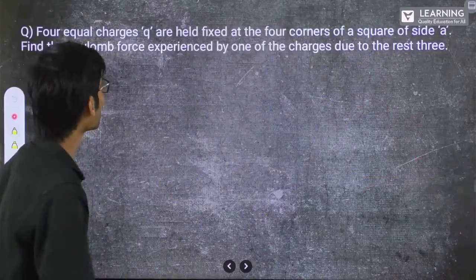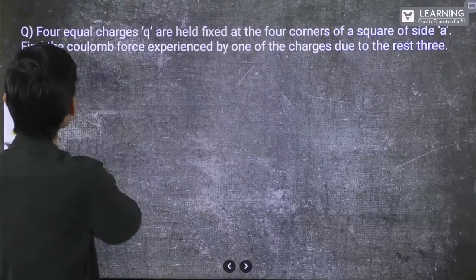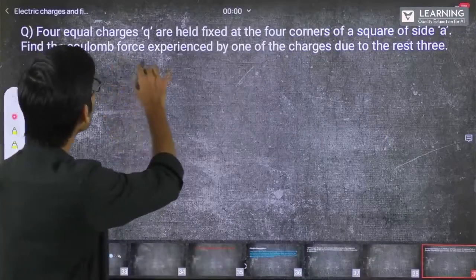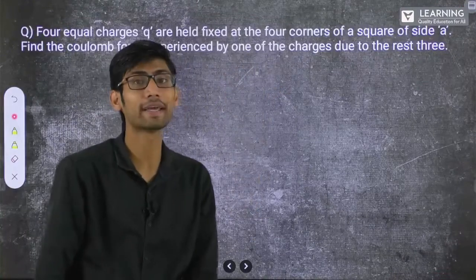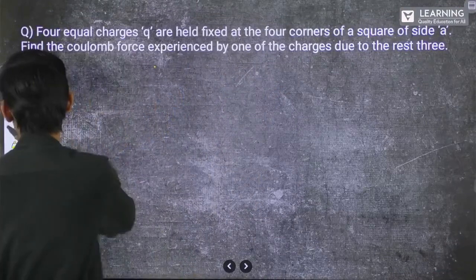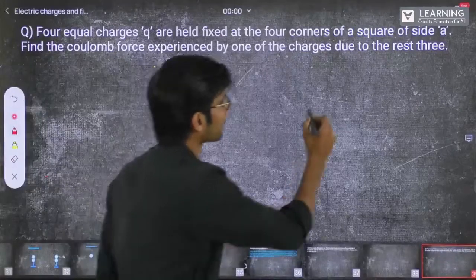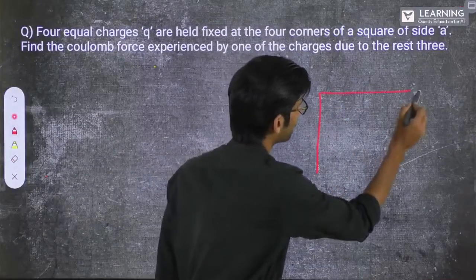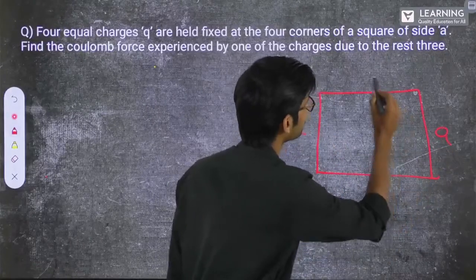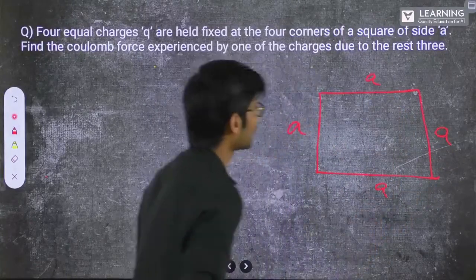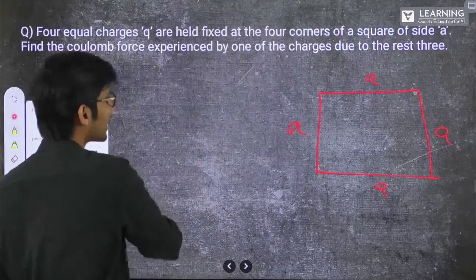Four equal charges Q, again the same kind of question I think. Four equal charges Q are held fixed at the four corners of a square of side A. So there is a square, the side is A, and in the four corners there are four charges.